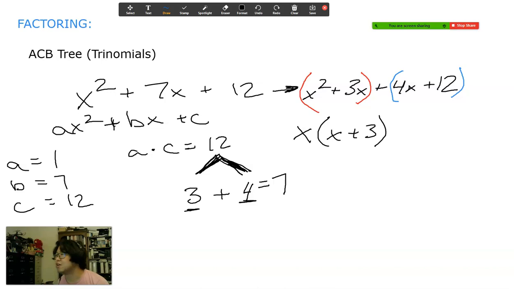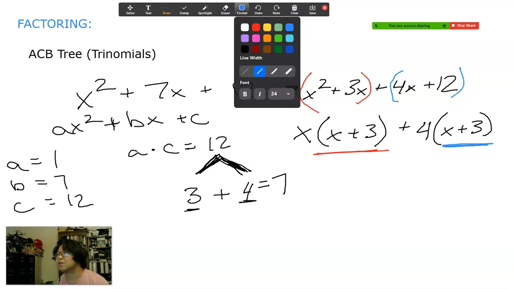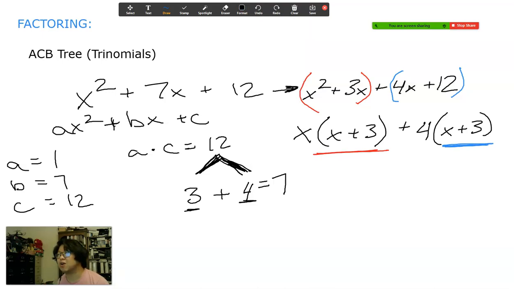Okay, seems good enough. The next group is 4x plus 12. I only got numbers in one of the terms, so I know I can't pull out any x's. What I can pull out is the 4. Okay, but what is left? X plus 3. So in this step, you definitely need to look for this kind of idea of your groups becoming the same in the end. So that is definitely useful to know. I highlighted them for you so you know that when you do this grouping method after an ACB tree, the things in the parentheses need to be matching.